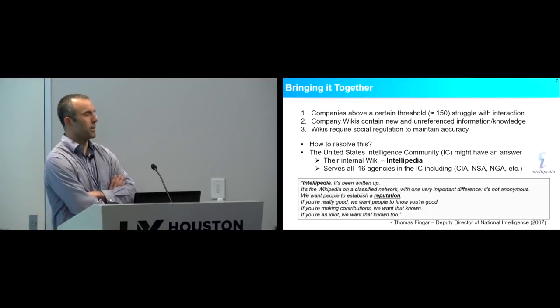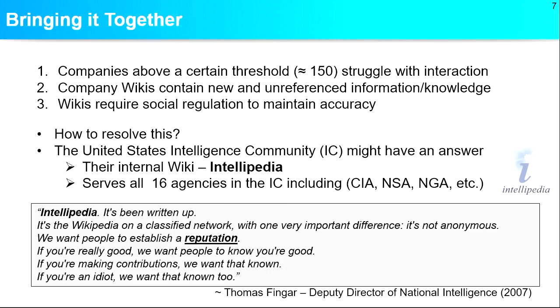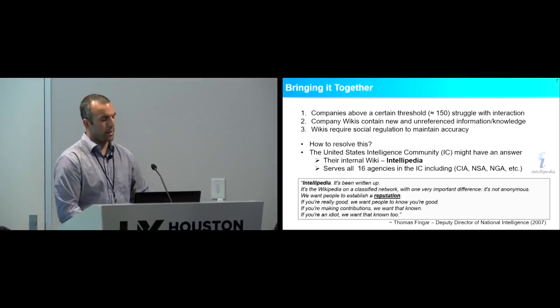It's the Wikipedia on classified networks, with one important difference. It's not anonymous, right? So that's your point, Cindy. We want people to establish a reputation. So if you're good, we want people to know you're good. If you're making contributions, we want that known. If you're an idiot, we want that known too. So that part, maybe we don't want to flaunt from the HR perspective. But the important thing is that one term I highlighted is reputation. I really think that wikis can help establish reputations within companies and maybe even move toward a meritocracy.